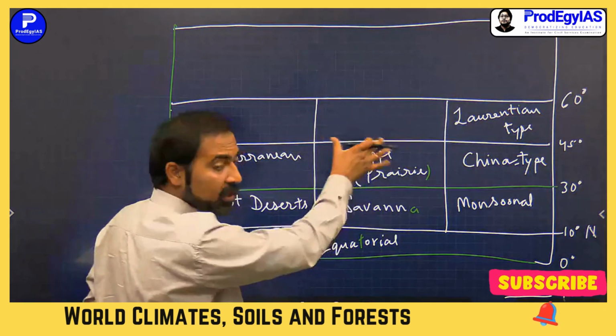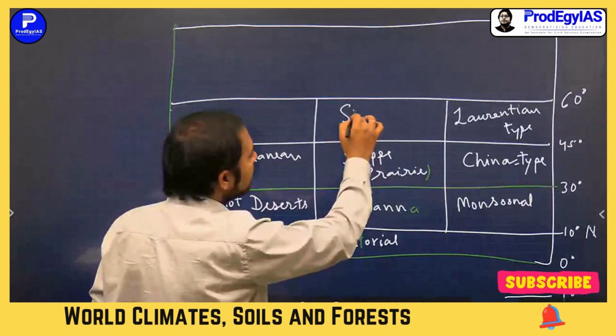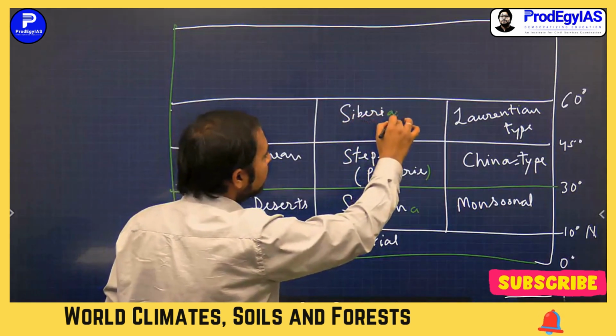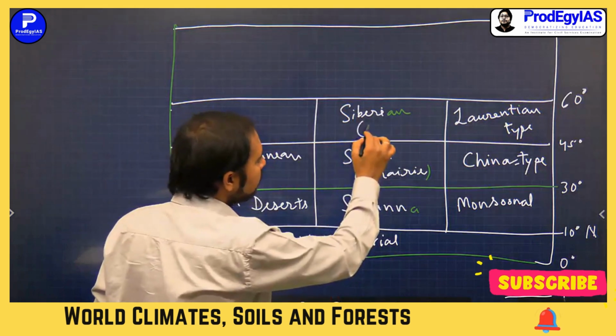And in the middle part, this is known as Siberian type, also known as taiga.